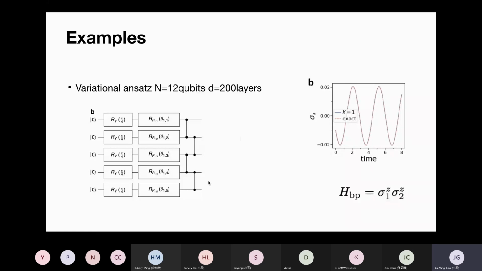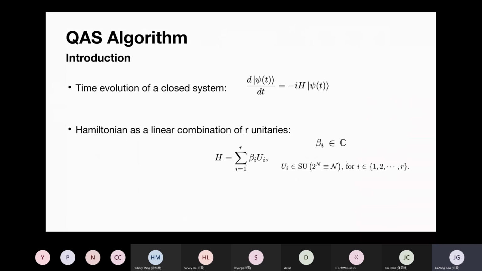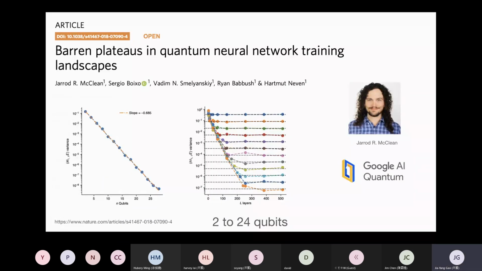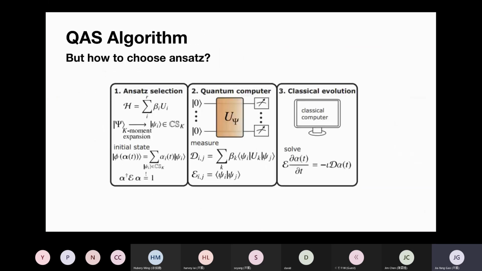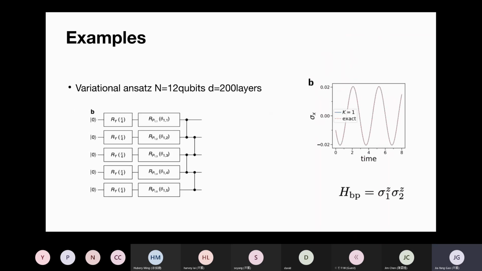In this situation, it's very hard, as I said in the barren plateau paper, because with 12 qubits and 200 layers the gradient is small enough that it's very hard to train the variational quantum circuit. So with this ansatz of 12 qubits and 200 layers, we use it as the 0 moment state and apply this Hamiltonian to construct the further 1 moment and 2 moment states.